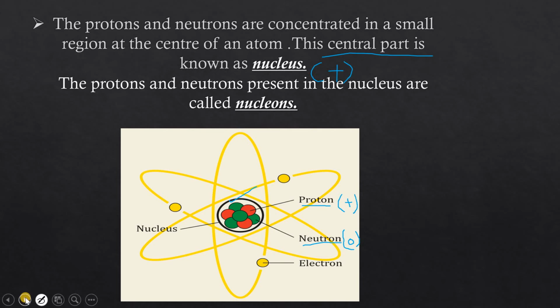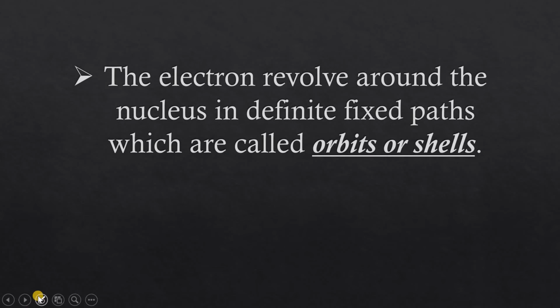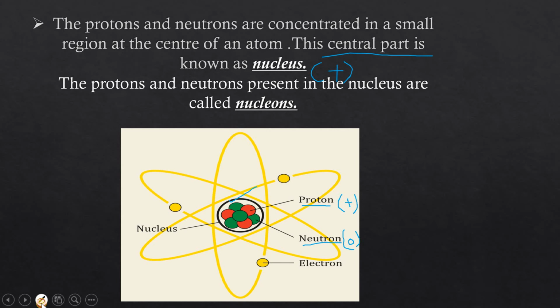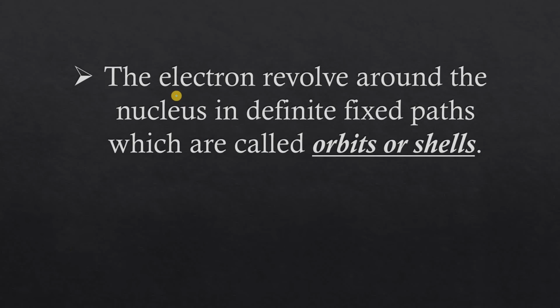Now move on and learn the second point. The second point is the electrons. What is an electron? Electrons are the subatomic particles which are negatively charged. The electrons revolve around the nucleus in definite fixed paths which are called orbits or shells.